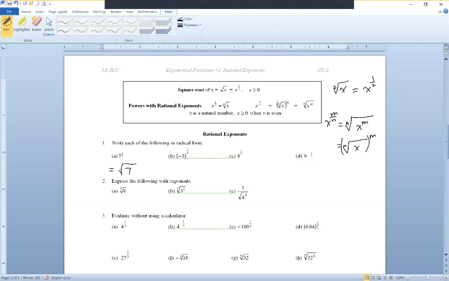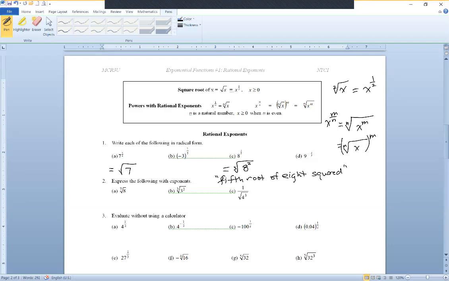How about question C? I think everyone's okay with that. We're just rewriting it to radical form. The 8 goes under the radical sign, and the 5 is going here, and I'm going to put the 2 there. How would you say this? I'm going to write this out in quotes. It's the 5th root of 8 squared. So that's how you say that.